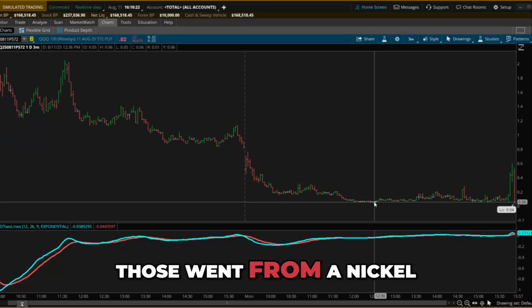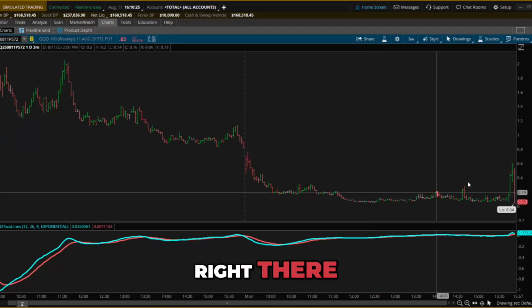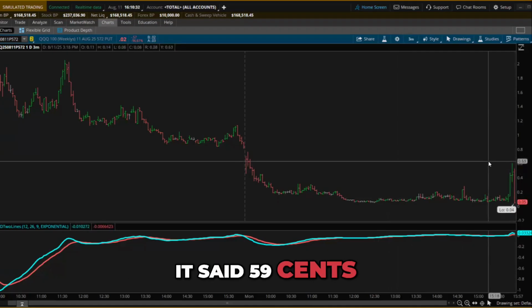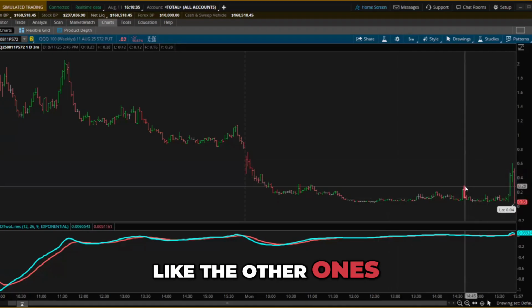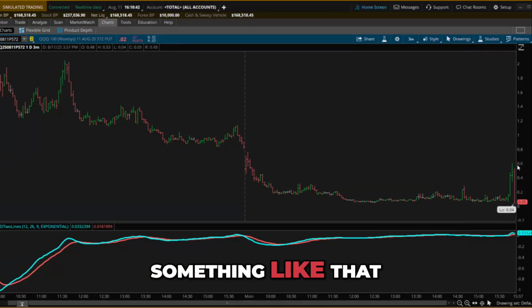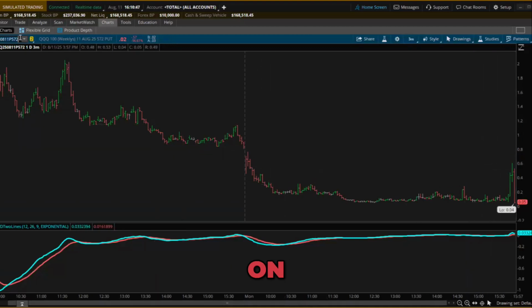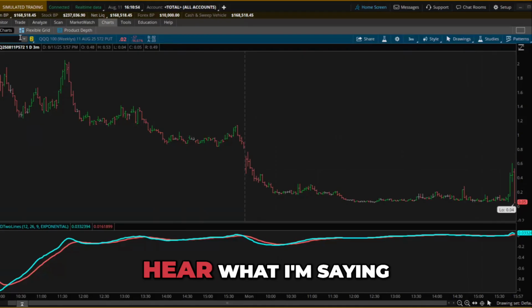So those went from a nickel right there to 55 cents or something like that. So 59 cents. But here, like the other ones, they were 28 cents. So that's still 5 times your money or something like that. So, the SPY was a little bit better on most things, but who's counting? Who cares? Like 5 times your money. You hear what I'm saying?